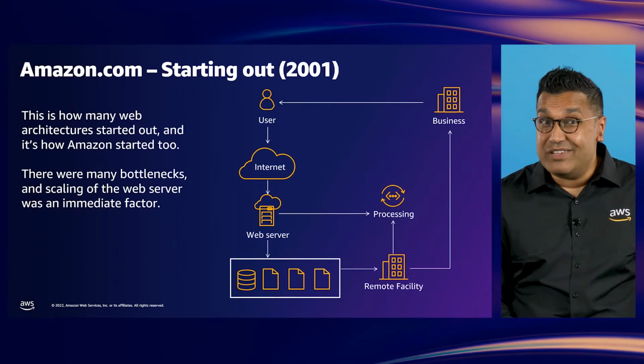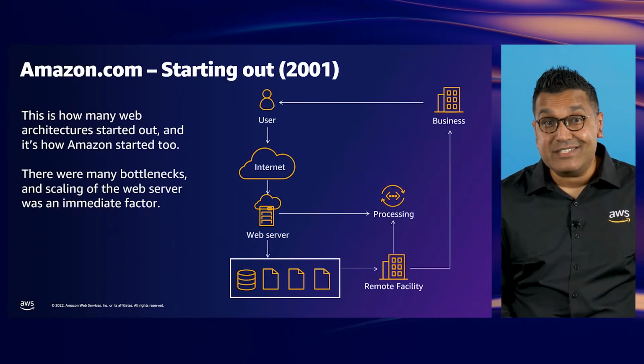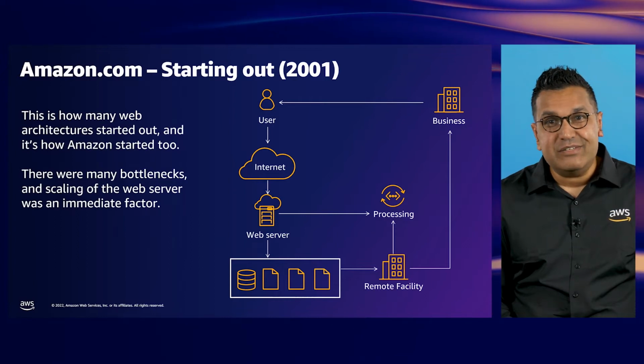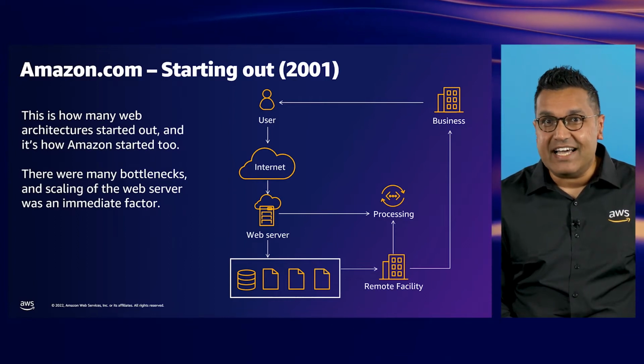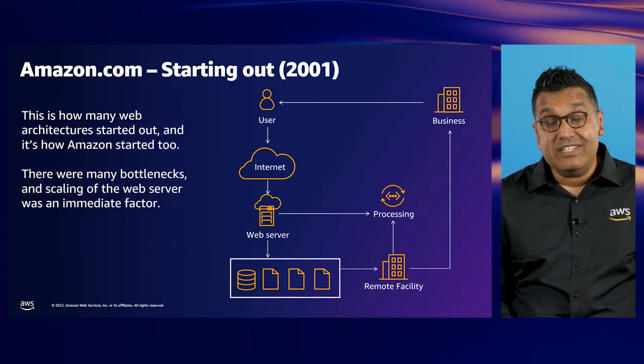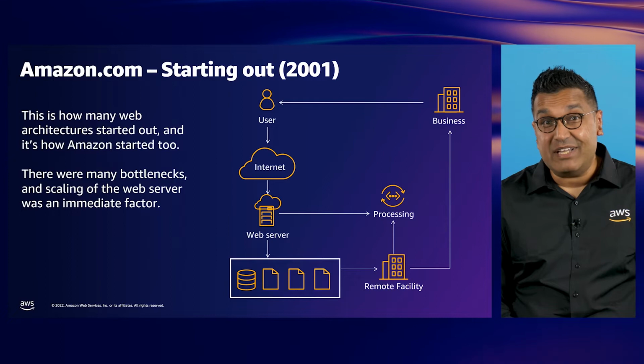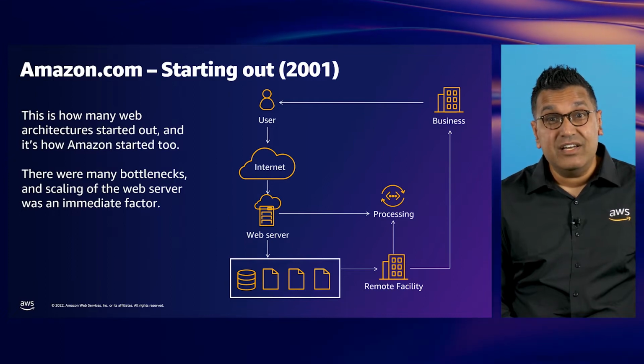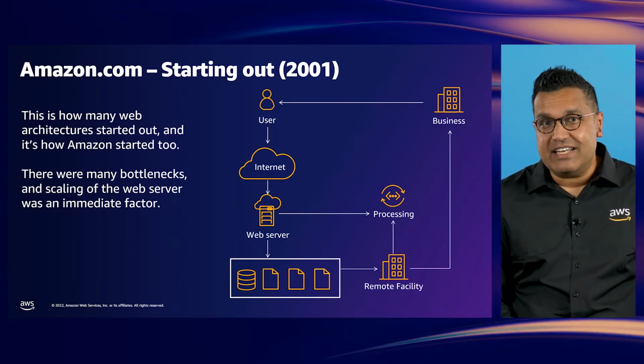Now, Amazon went through this same journey. Back in 2001, our architecture looked very similar to a lot of the three-tier monolithic architectures we see in on-premise environments today. We had a web tier executing traffic, a back-end application tier that processes requests, which was then stored in a large monolithic database.